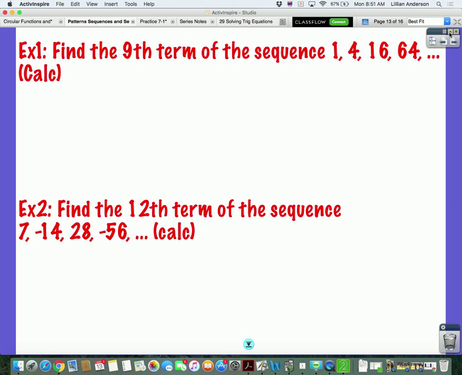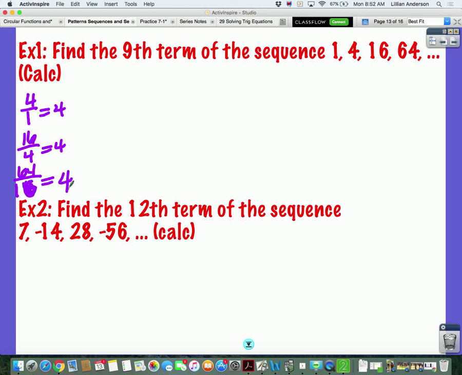Can we identify what our common ratio is here? It is 4. Now, if you can't easily see it, just like with arithmetic, when you take the second term and subtract it from your first term, you can do the same thing by taking your second term and dividing. So 4 over 1 is indeed 4, 16 over 4 is indeed 4, and then 64 over 16 is indeed 4.